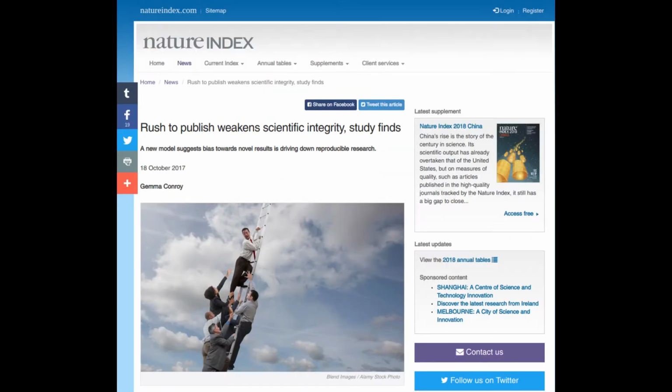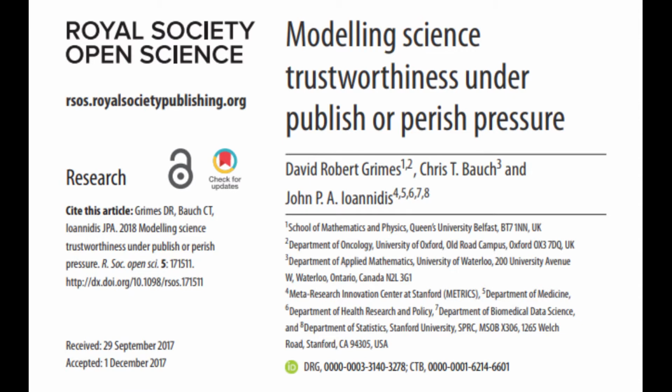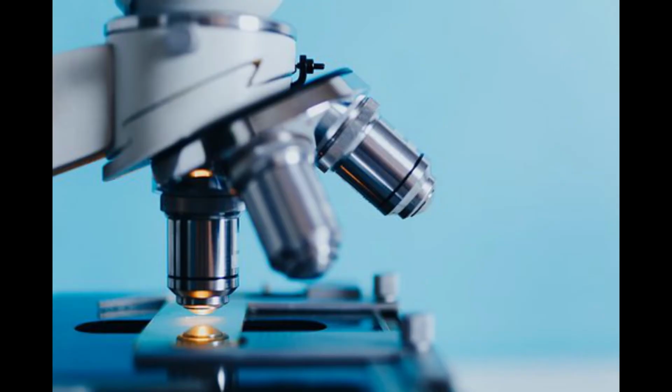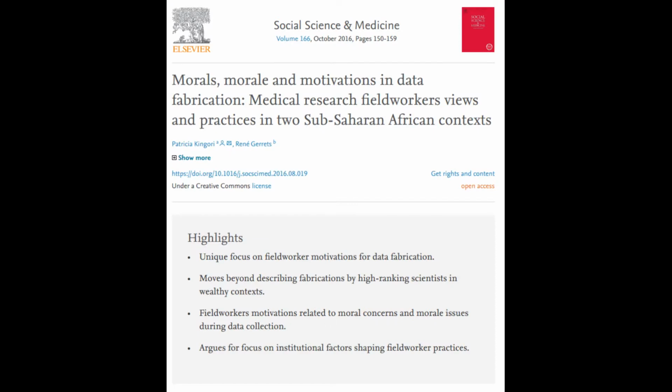This push to game the review process is fed by the publish or die mantra in research, which leads to the acquisition of competitive grants and funding. Grimes and colleagues constructed a model of how researchers fare when funding is awarded based on the number of papers published. This was in an effort to understand which factors shape the trustworthiness of published research. That issue of replication and review.